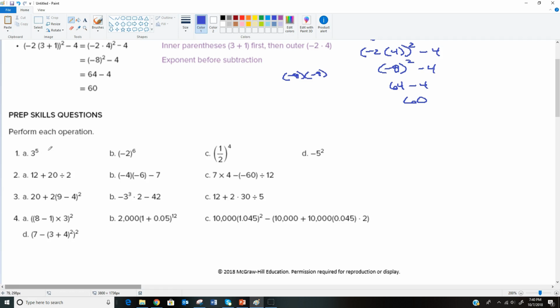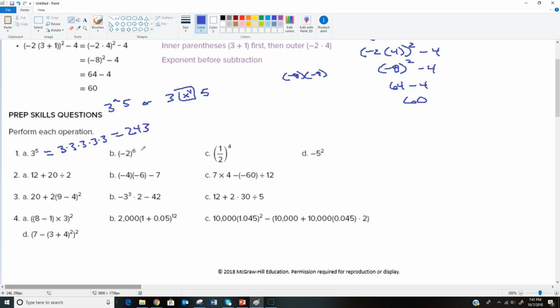3 to the 5th would be 3 times 3 times 3 times 3 times 3, or again, you can do this on your calculator and just push. Typically on most calculators it's 3 to the 5th power like this, or you might have 3 with a button that looks like a little x to the y, or it might be an a to the b, 5. And 3 to the 5th should get you 243.